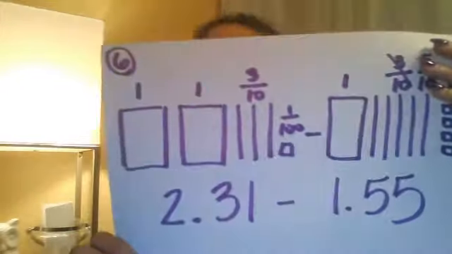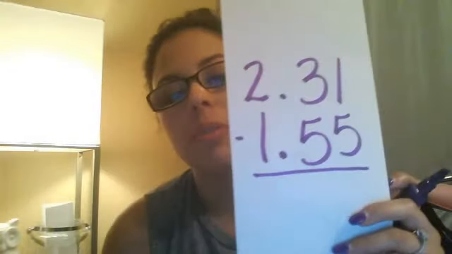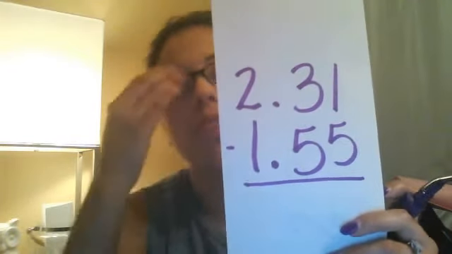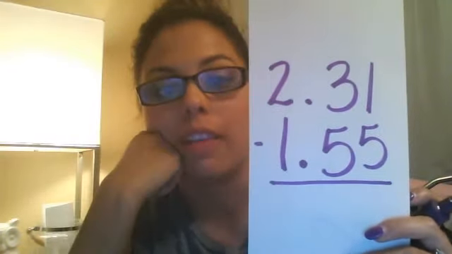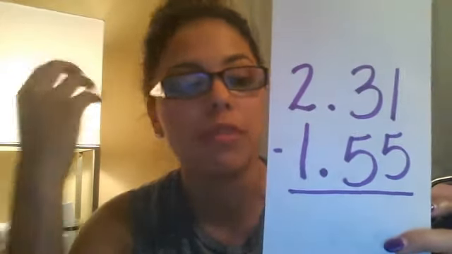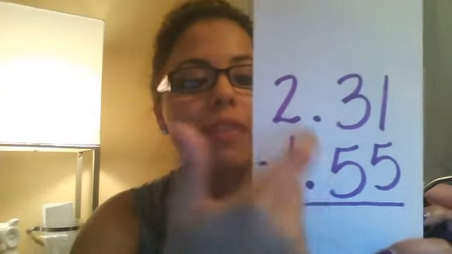Okay, now that you have your numbers, you're ready to actually solve the problem. So remember, when we're subtracting decimals, the greater number goes on top. So in this case, 2 and 31/100 goes on top, and then we're going to subtract on the bottom 1 and 55/100. And then we know our main rule for subtracting is that we have to line up our decimals.